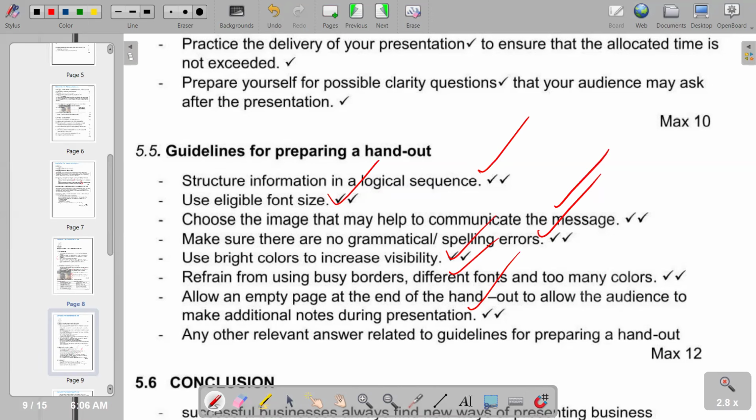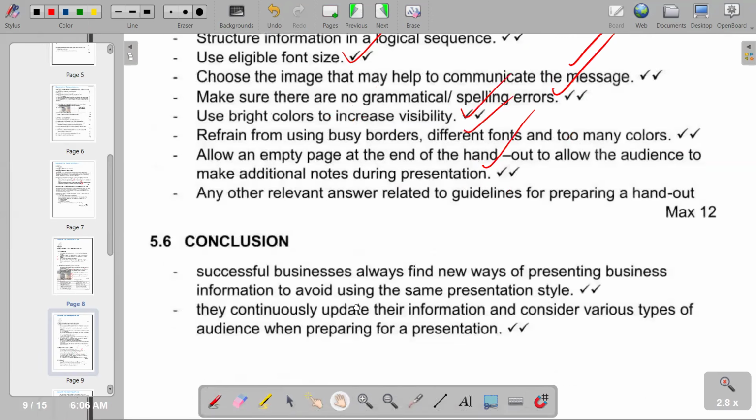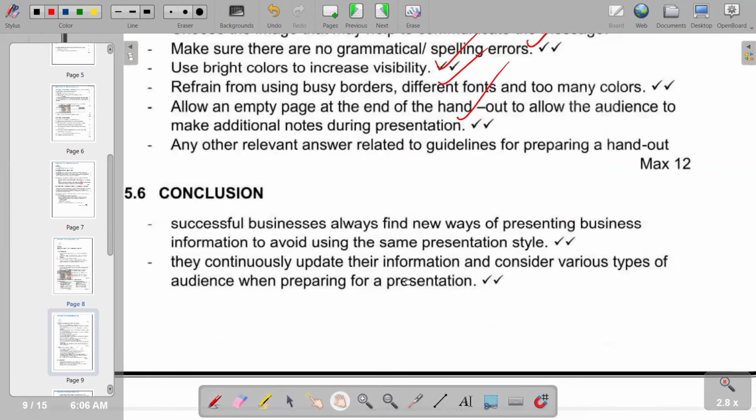And of course, we have to end our essay with a conclusion. So this is a typical conclusion that you can come up with.